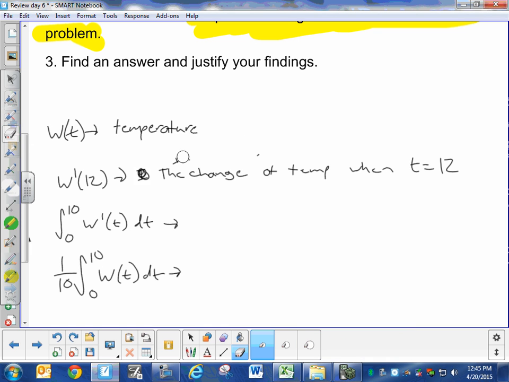Okay, now, second one. Like the same problem. They say, what is the integral from 0 to 20 of W prime? Well, what is the meaning of that? I'll tell you right now, they're not looking for the area under W prime. That's not what they want. What do they want?